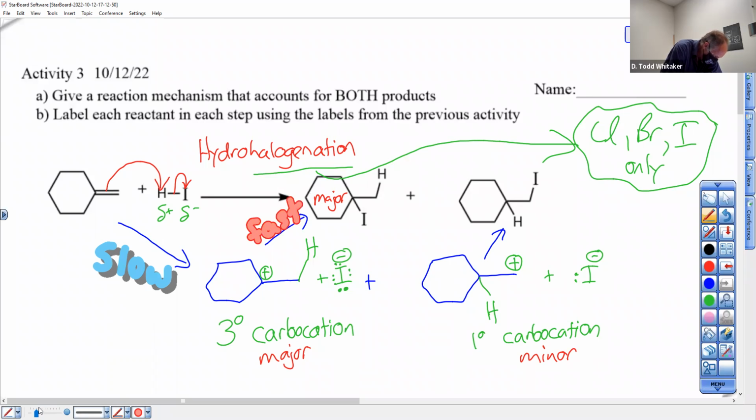Let me make it a little smaller. That's too small. Okay.